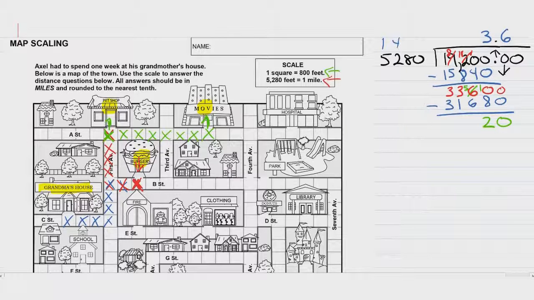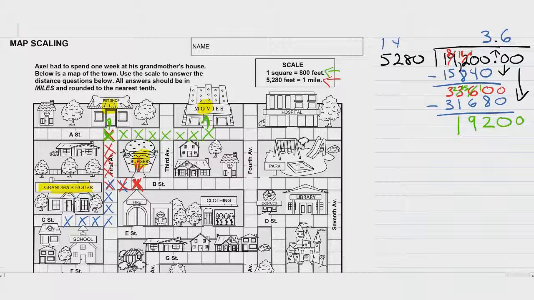And we can't do 5 minus 6, so we need to borrow from the 3. 3 turns into a 2. This 5 turns into a 15. 15 minus 6 is 9. And 2 minus 1 is 1. Well, this means we need to bring down the 0 right here.